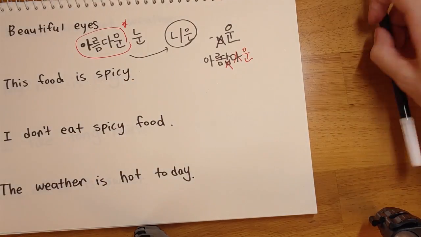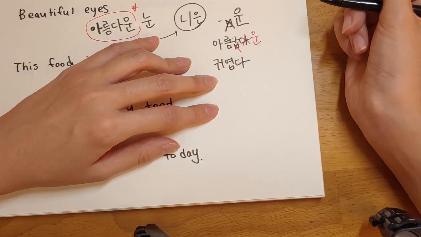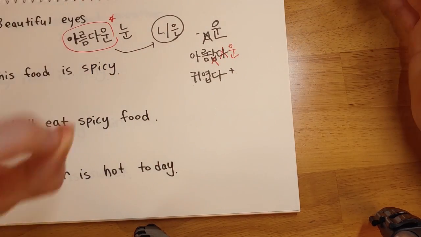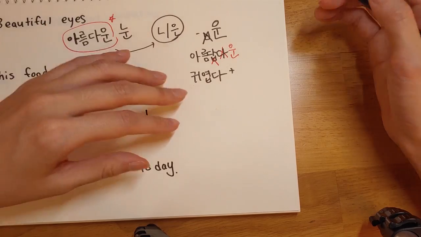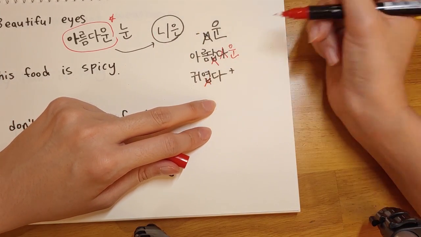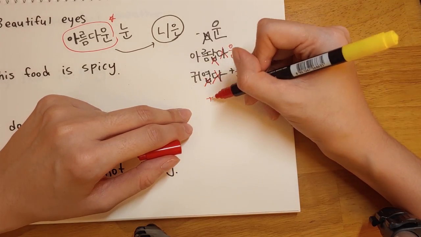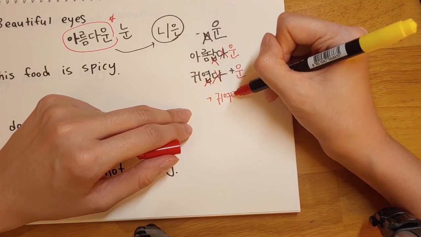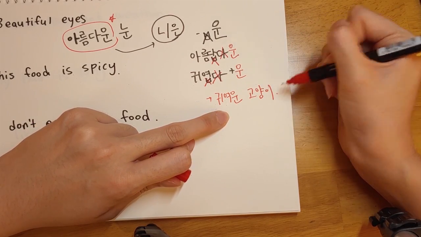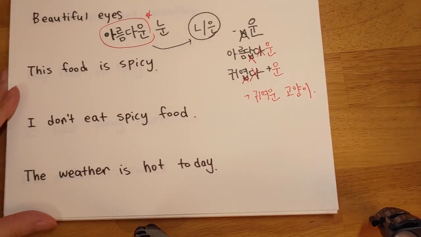Same with other forms. For example, 귀엽다, we learn means to be cute, right? When you want to say a cute cat, cute in that sentence is a modifying form, right? So change it into modifying form and you just have to delete 비읍 and then put 운. So it becomes 귀여운, cute, 고양이, cute cat, 귀여운 고양이, a cute cat. So that's how you can do it.